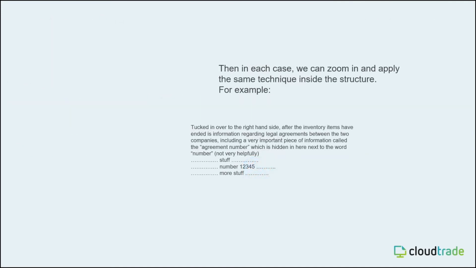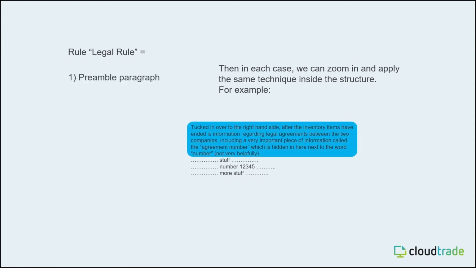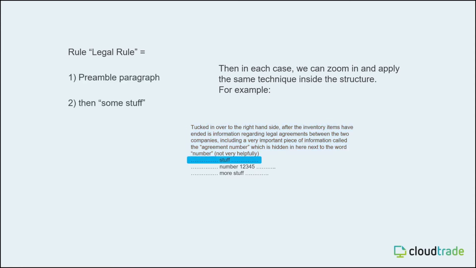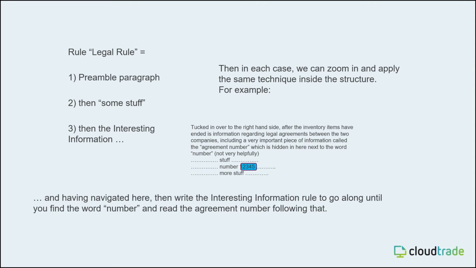In each of these high-level rules, we can zoom in to define them more particularly. So the legal rule would have a preamble paragraph and then some stuff, and then the interesting information that we're looking for, and then navigate it into that place where we get that number that we want.